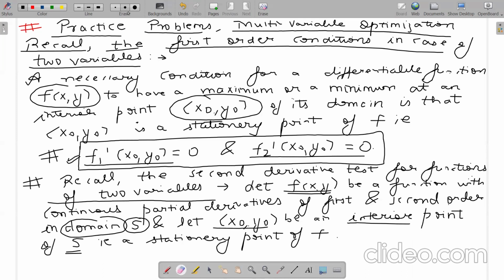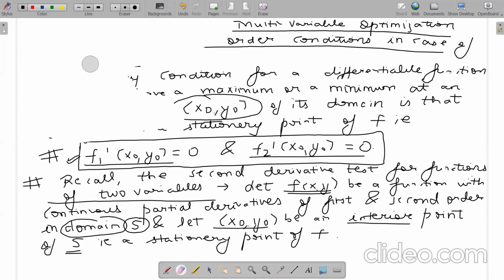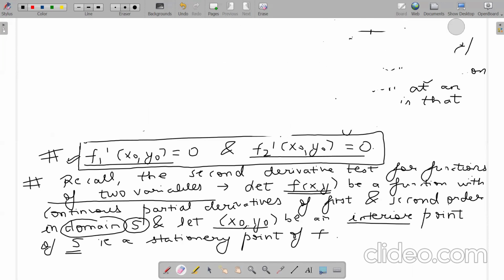Now, I am erasing the initial part and quickly revising how to work out the second order derivative. So if I erase this part off, erasing all this off, let me continue with the explanation from here.